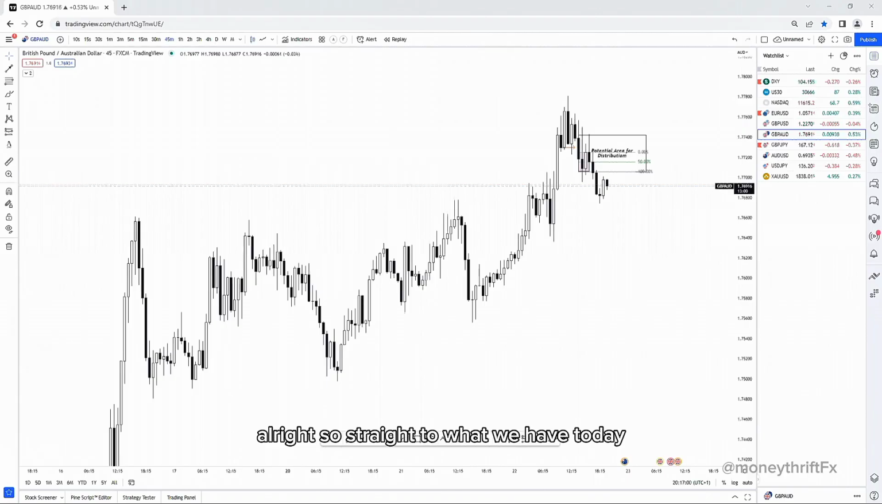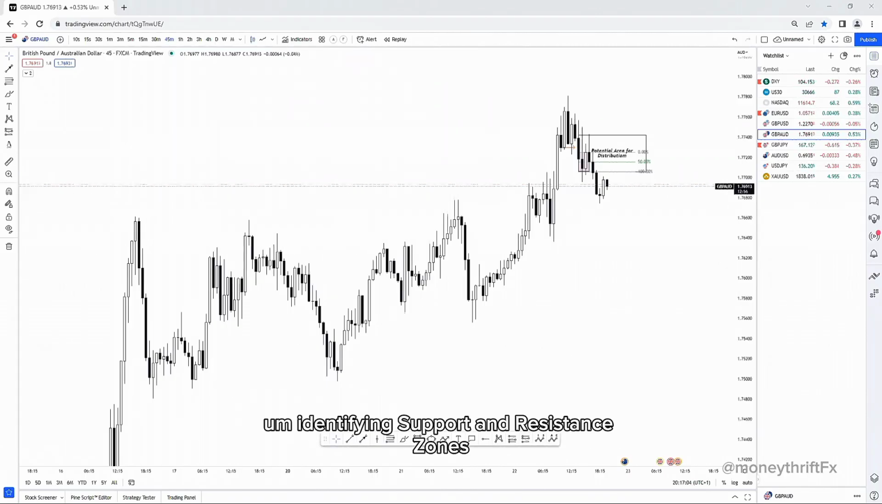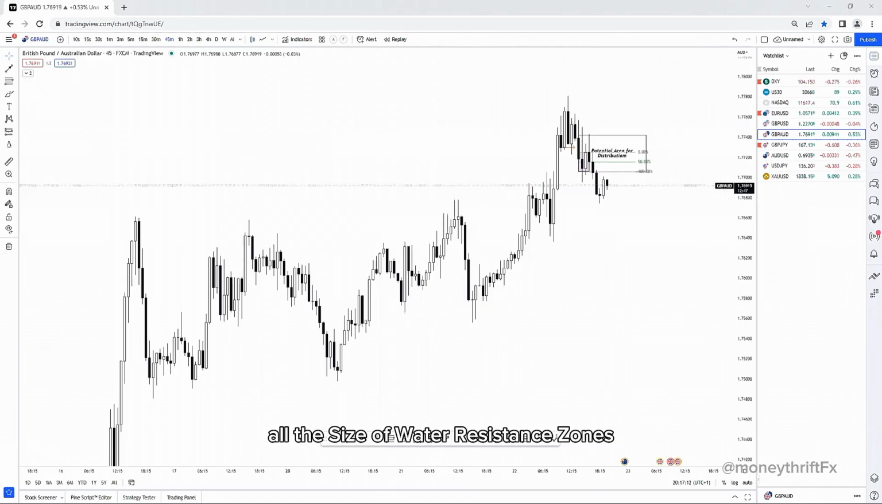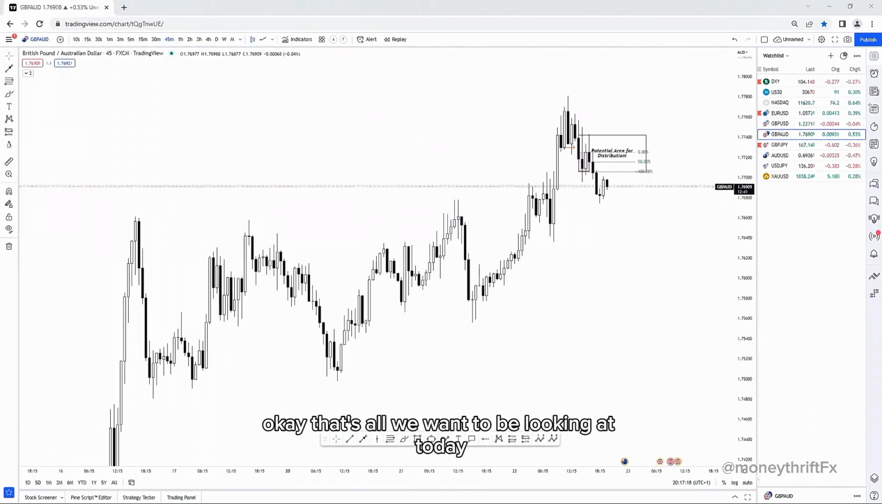All right, so straight to what we have today, we're going to be looking at identifying support and resistance zones. Then after that, we're also going to be looking at Fibonacci retracement zones, then discount and premium zones. Okay, that's what we want to be looking at today.